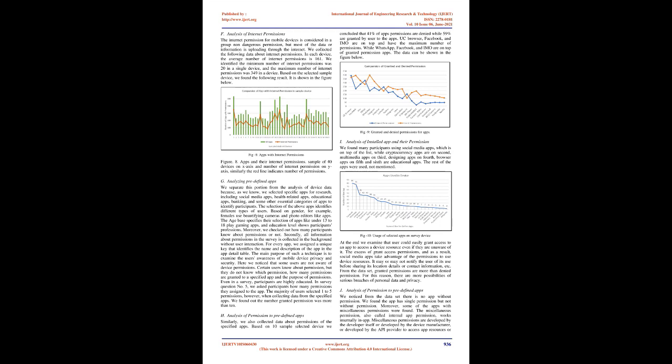Fig-8, apps with Internet permissions. Figure 8 shows apps and their Internet permissions, with a sample of 40 devices on the X-axis and the number of Internet permissions on the Y-axis. Similarly, the red line indicates the number of permissions.